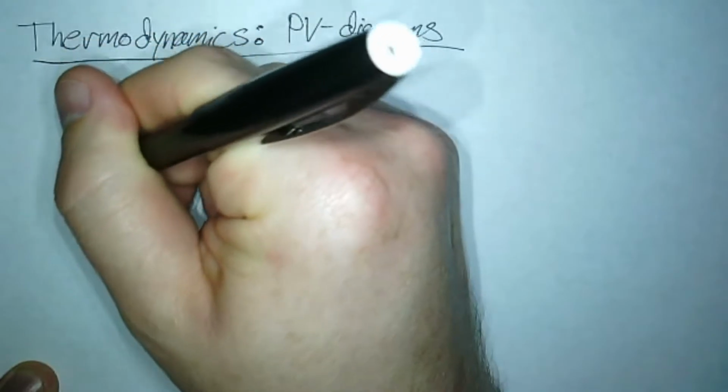All right, let's talk a little bit about pressure volume diagrams. So PV diagrams, as they're commonly called. And so basically, you're just making a graph.